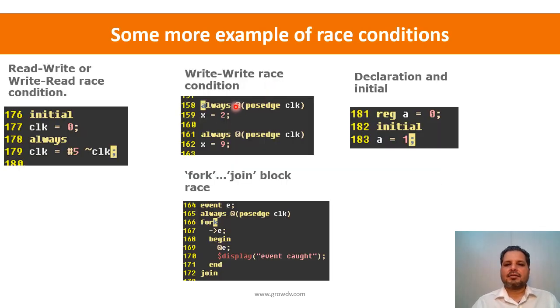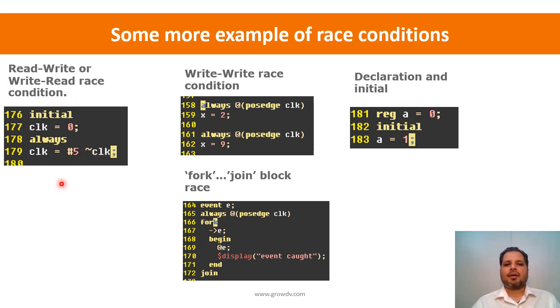Okay, let's look at some examples of race conditions. So this is your read-write or write-read type of race condition. I have an initial block and an always block, and this is a clock generator. Assuming the always block gets scheduled first, then the clock variable is not initialized, so it's not going to generate a correct clock, right?